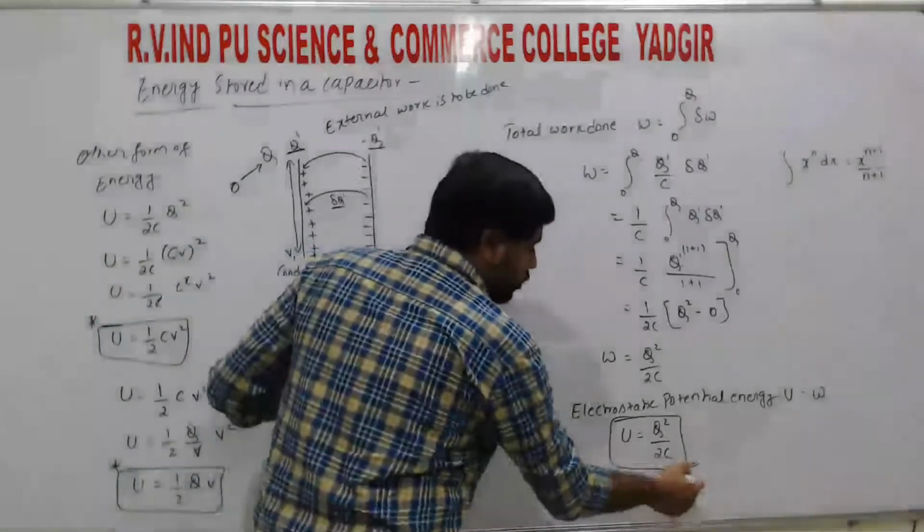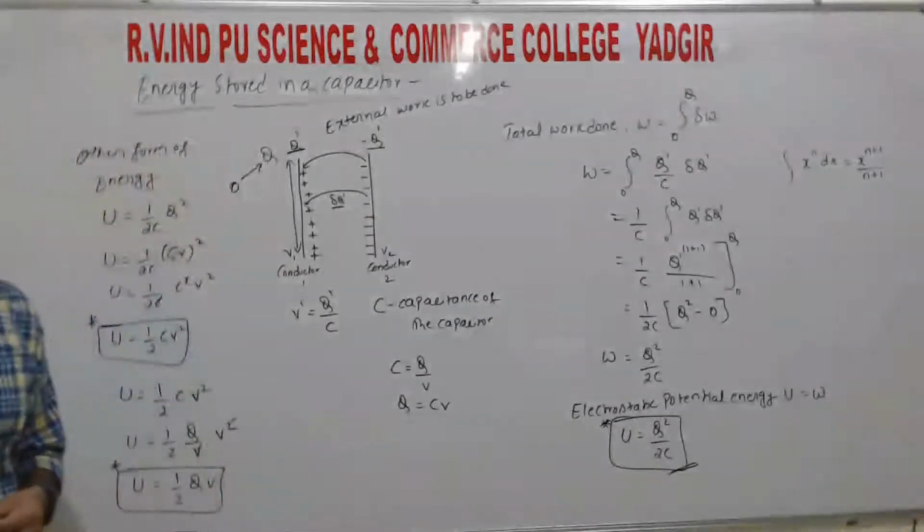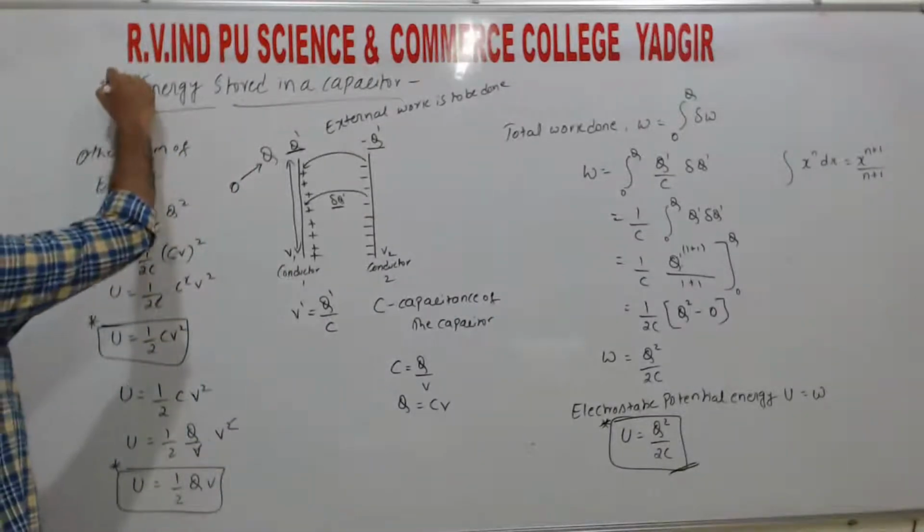So in the exam you can stop up to here. So U is equal to Q square by 2C. So very important for 3 marks.